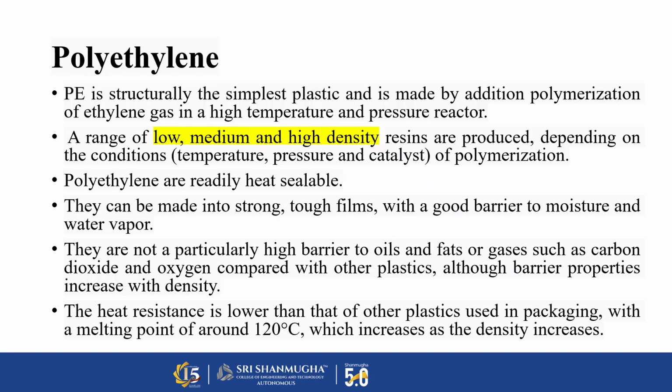So next is polyethylene. Polyethylene is the simplest type of plastic which is made from ethylene gas by joining molecules together using heat and pressure. Polyethylene can be low, medium or high density depending on how it is made. High density is stronger and a better barrier. Polyethylene can be easily heat sealed. It is a good barrier to water and moisture, and sometimes it is a poor barrier to oils, fats, and gases like oxygen and carbon dioxide.